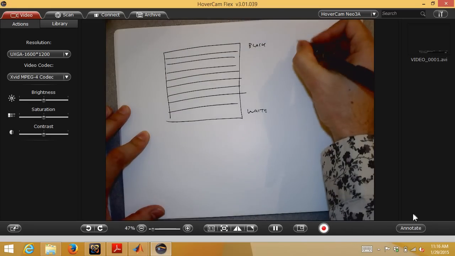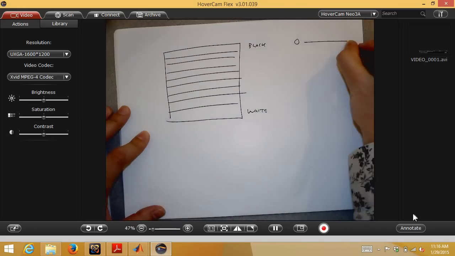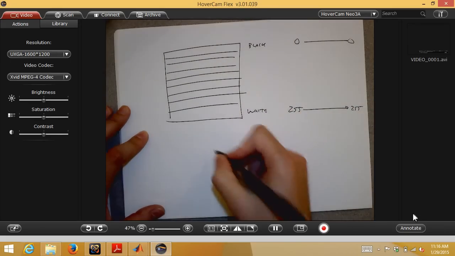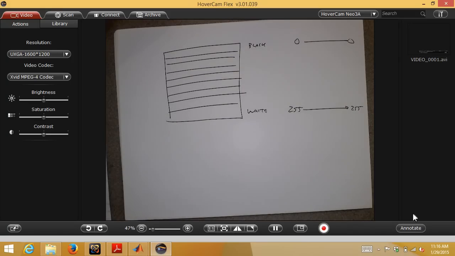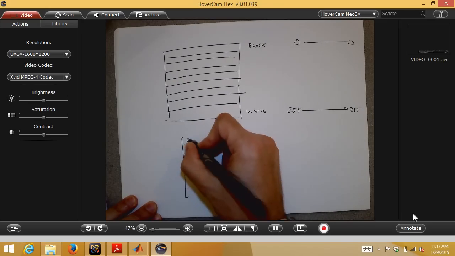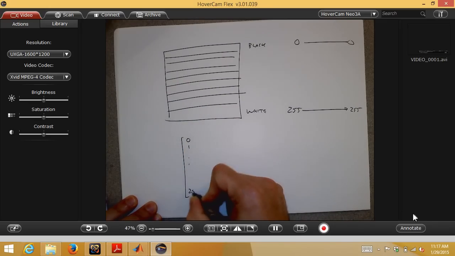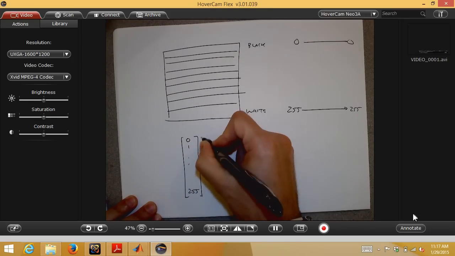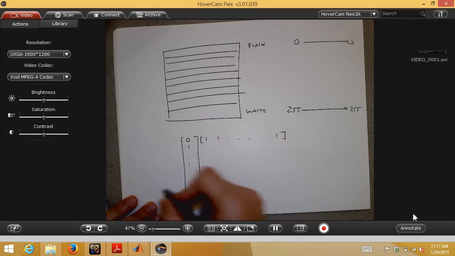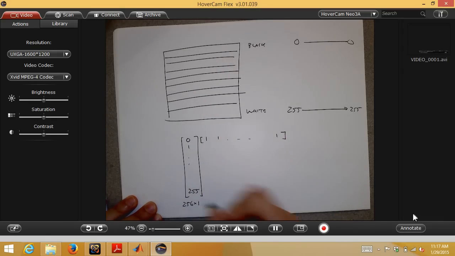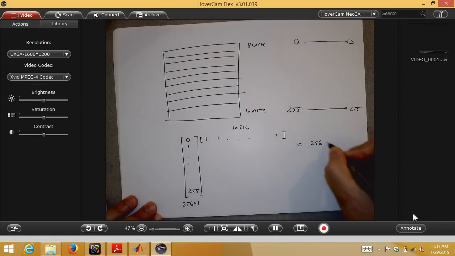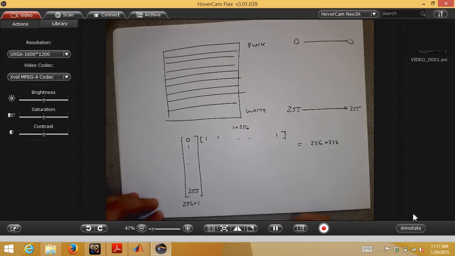So that means this should be a row of zeros, and this should be a row of 255s, right? I could use a for loop to do this, but I don't like to use for loops. So what I could do instead is take a vector that goes from 0 to 255 and multiply it by a constant row vector of ones, right? So this is a 256 by 1 vector. This is a 1 by 256 vector. What I get out is going to be a 256 by 256 matrix that has constant rows.